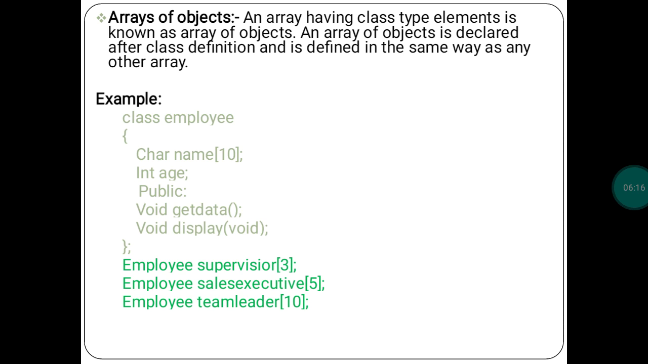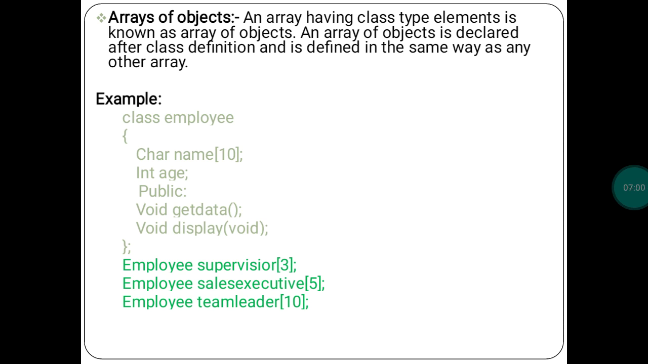If you do not use arrays in objects, in that case you have to define objects 18 times, and you have to call the member functions void getdata and display 18 times. So your program becomes lengthier. While using these 3 object arrays, we can call your member functions just 3 times: one for supervisor, another for sales executive, and one for team leader.